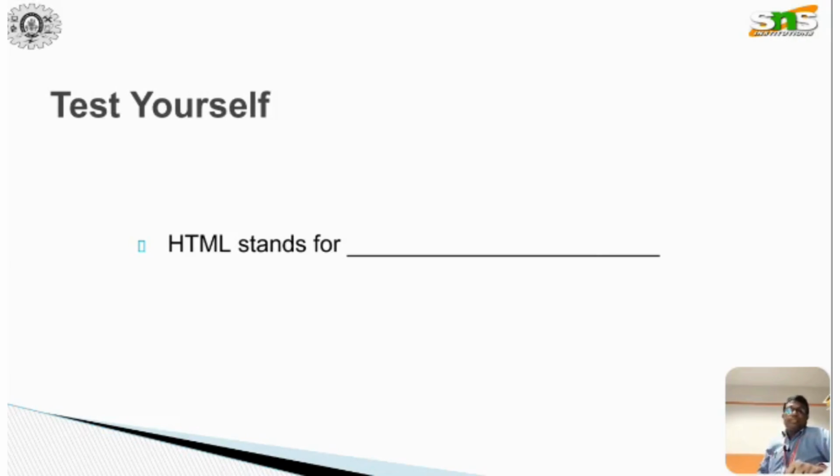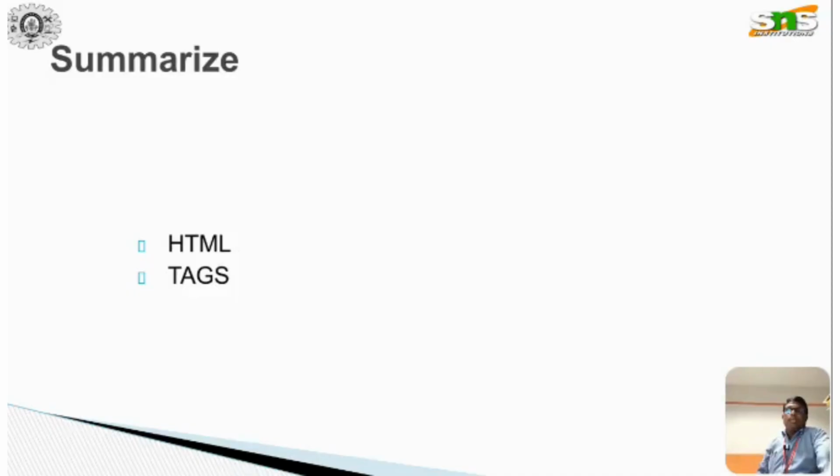So test yourself. HTML stands for hypertext markup language. Now let's summarize. We have seen what HTML is. It is the coding language we use for writing websites that include web pages. And we have seen what tags are: a tag is the information enclosed between the less than and greater than symbols. We use title tags, header tags and so on. Fine. I hope now we are comfortable with the coding.